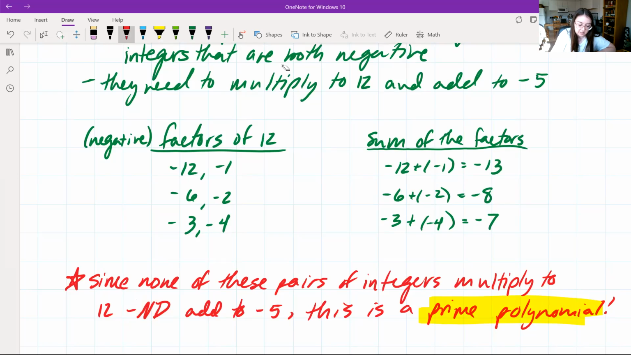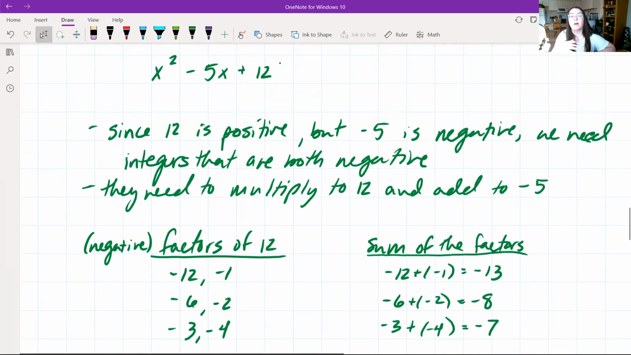Let's highlight this in blue so we know it's not the final answer. So our final answer here is that x squared minus 5x plus 12 is a prime polynomial. So we would just end our problem at this. We would say this is a prime polynomial, then we're done. You don't have to actually solve.